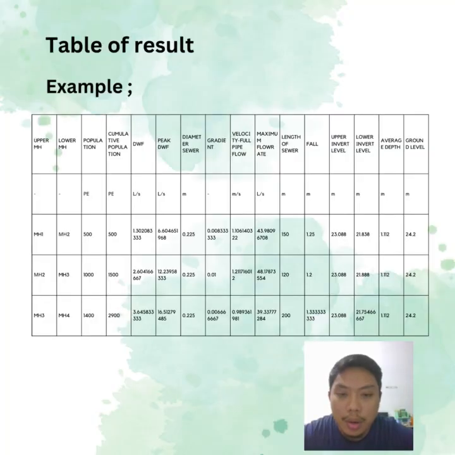22.644 meter. So for the procedure, we need to repeat for all manholes, which is to determine the PE value for each manhole and until the invert level. So the result is plotted in the table as shown in the example.